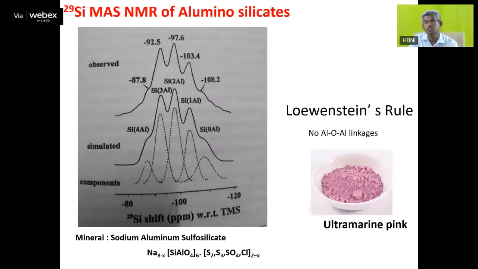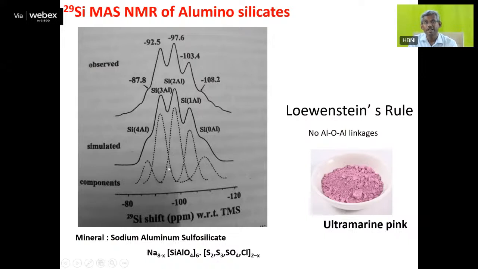Sorry, continue further. So this is another aluminosilicate called sodium aluminosilicate. This compound is used in the pigment industry, etc., known as ultramarine pink. This pink color, of course, is due to other impurities like manganese and all those things, so paramagnetic centers are there. The color is because of that. So this compound also is a very good model compound.